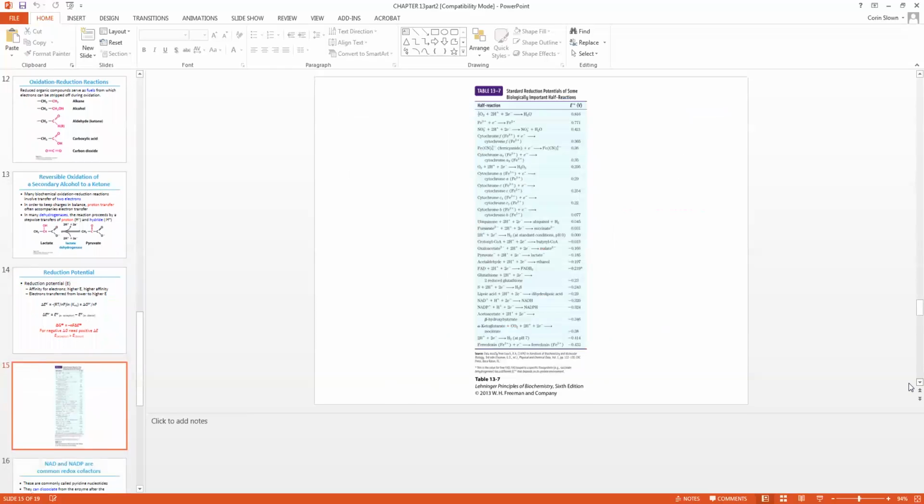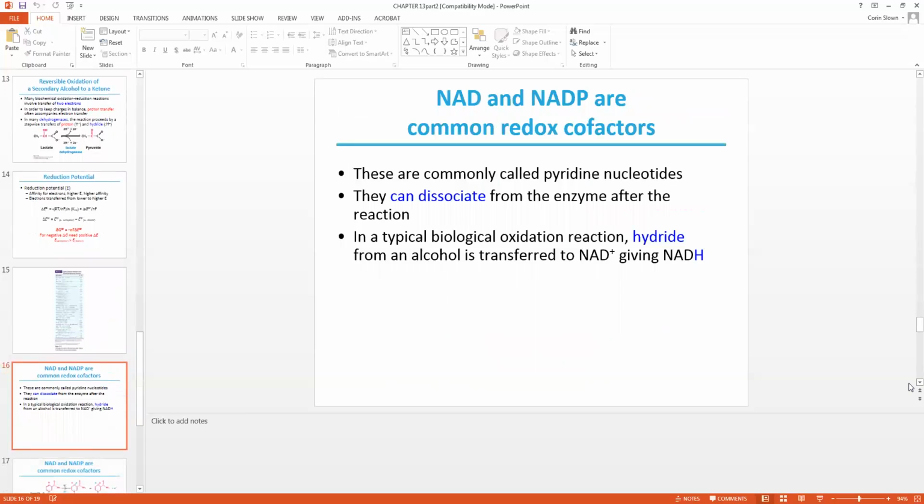This is a list of standard reduction potentials of some of the biologically important half reactions. These are reduction potentials that you're going to be using in the problems that we're solving in class. When we think about NAD and NADP, these are common redox cofactors. They're called pyridine nucleotides because they can dissociate from the enzyme after the reaction.